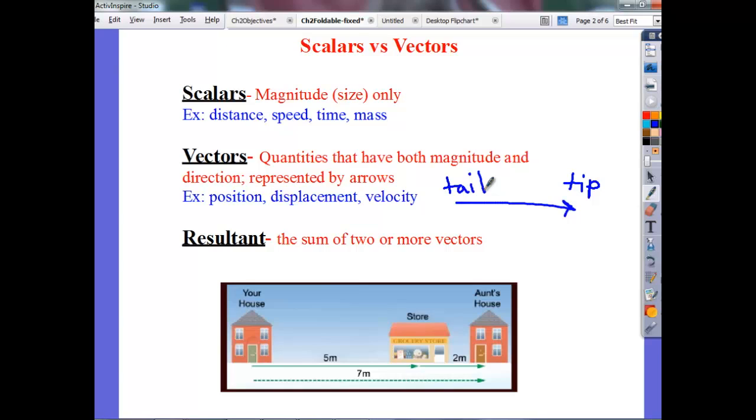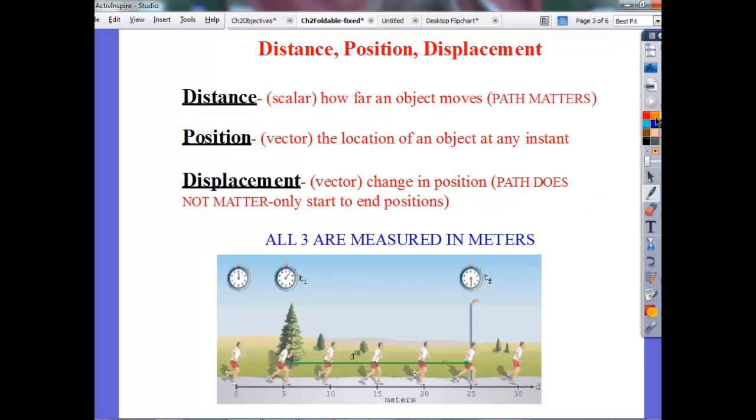So if we look at the picture from your house to the store to your aunt's house, we go 5 meters to the store, and we can call that east, we can call that to the right, we can call that positive. There are several ways to show direction in physics. Then from the store we go another 2 meters east, to the right, forward, or positive, whatever we choose to be our indicator of direction. Okay. So when we add vectors, we don't just call it the sum because it's different than adding 2 plus 3 and getting 5 in math class. We call it the resultant. And the resultant is just the sum of 2 or more vectors.